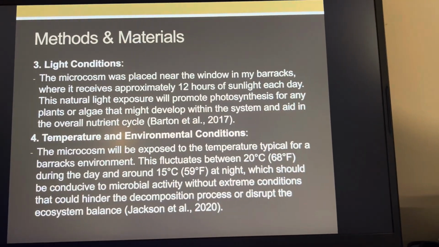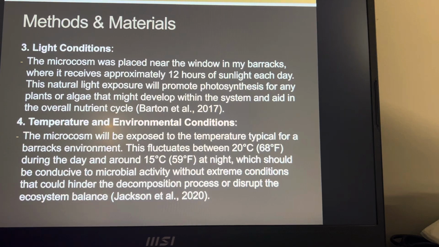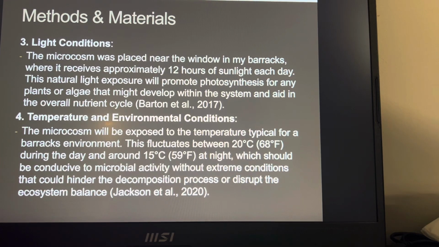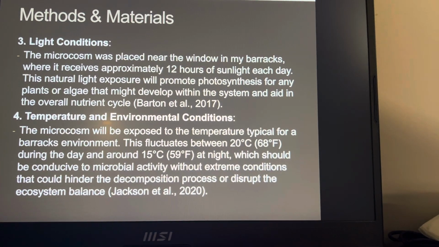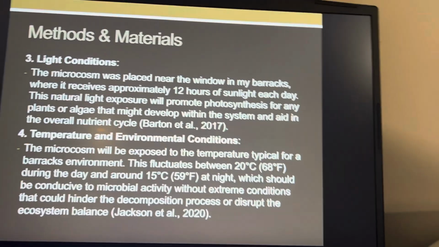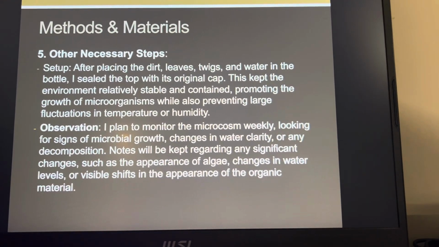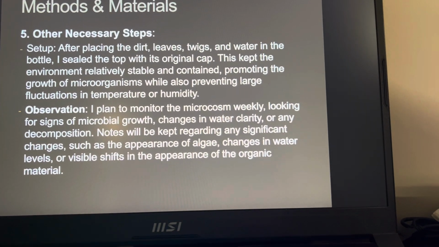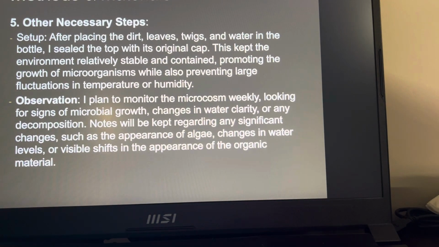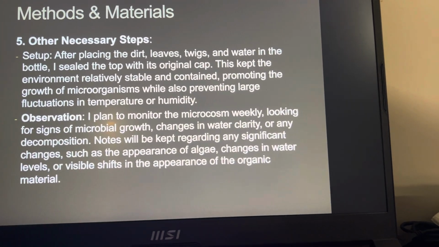The microcosm was placed near a window where it received approximately 12 hours of indirect sunlight daily. This exposure was critical for promoting photosynthesis and maintaining the nutrient cycle. The environmental conditions in my barracks, such as temperatures ranging from 15 degrees Celsius to 20 degrees Celsius during the day, provided a stable setting for activity. After assembling this microcosm, I sealed the container to create a controlled environment. This prevented large fluctuations in temperature and humidity while allowing for nutrient cycling. Observations were conducted weekly, focusing on algae growth, water clarity, and the decomposition of organic materials.